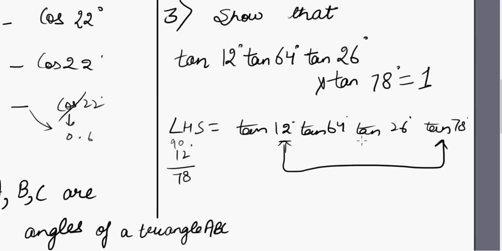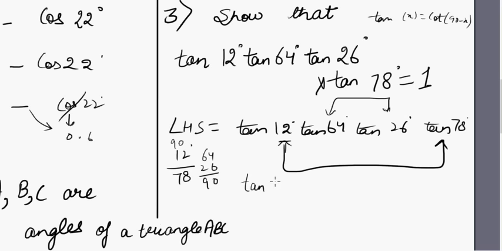The leftover part, that is the 64 and 26 angles, also sum up to 90 degrees, so they will also be forming a complementary pair. So let us apply the rule for tangent, which says tangent of x is cotangent of 90 minus x.